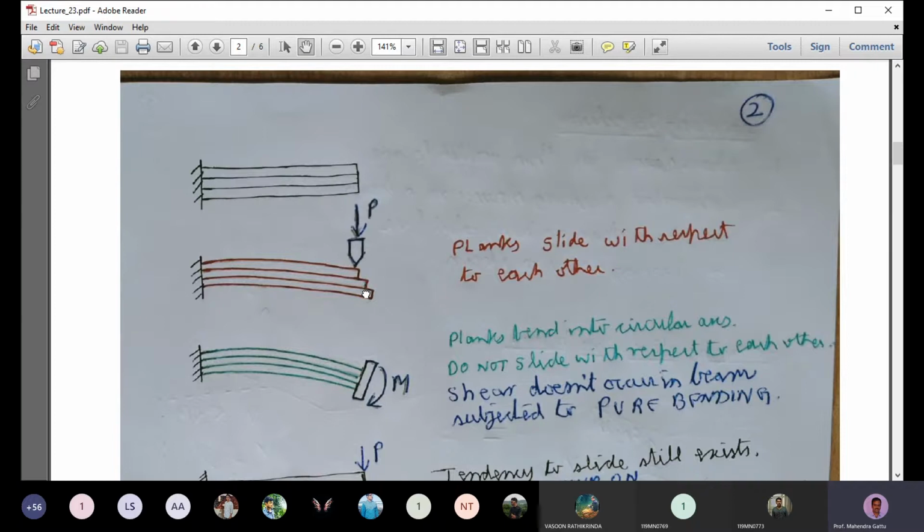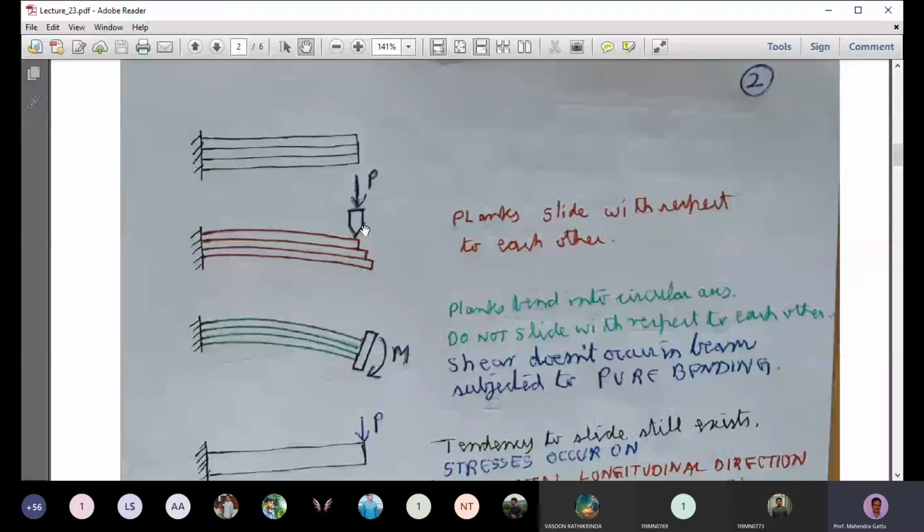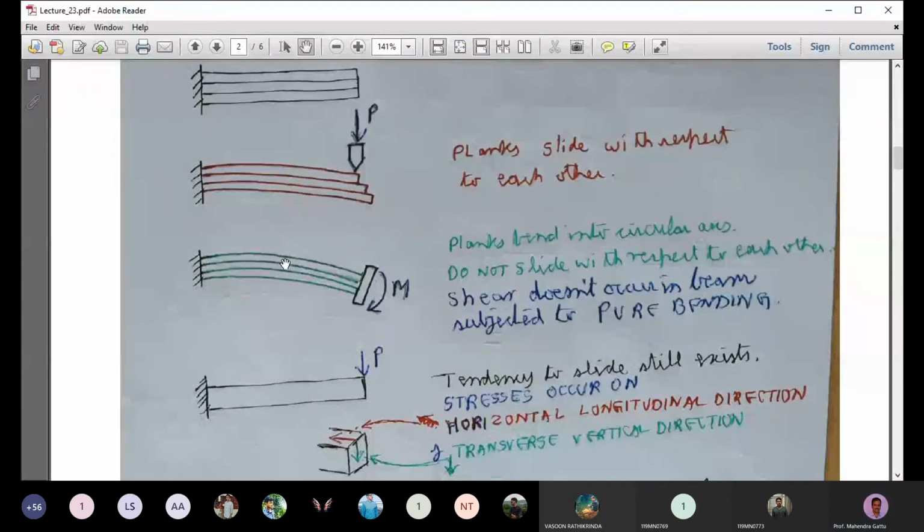Okay, so the main take-home point is that when there is a vertical load acting downward, meaning a transverse load, there will be some sliding between the surfaces. And here the beam is subjected to pure bending. So under pure bending, what will happen? Each beam will deflect along an arc of a circle, and there will be no sliding between any two members. The top member and the middle member, or the middle member and the bottommost member, show no sliding when the beam is subjected to this pure bending moment.